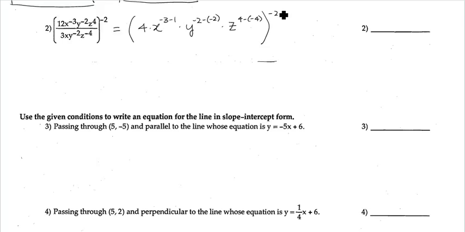So again, we are using the properties that we have from the previous problem, the second property. Simplify more inside the parentheses. We get parentheses 4 times x raised to the negative 4 times y to the, what is negative 2 minus negative 2?